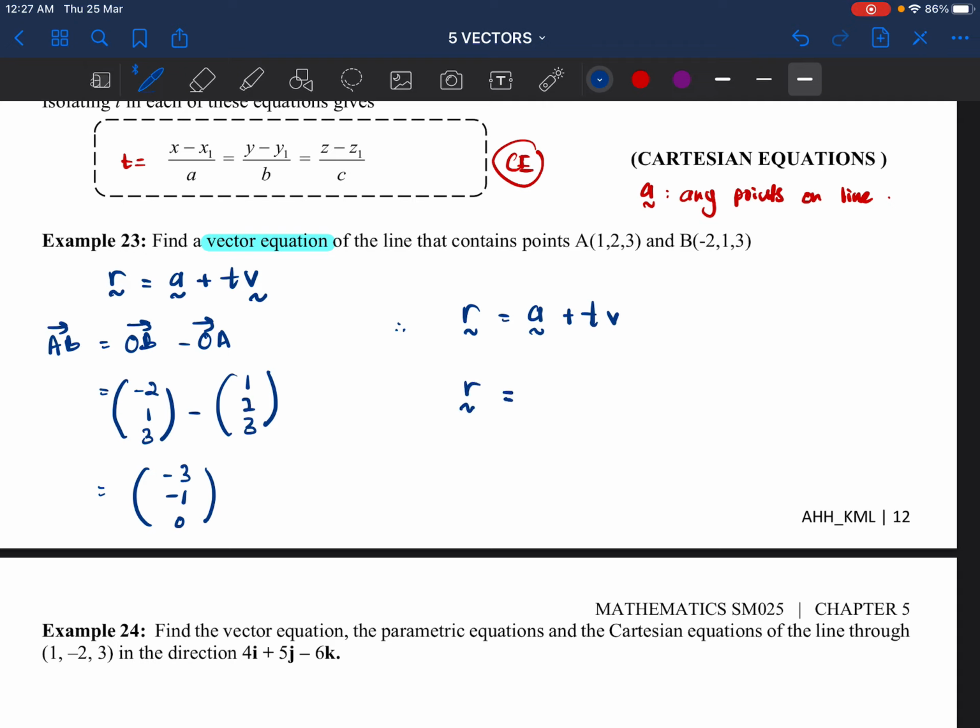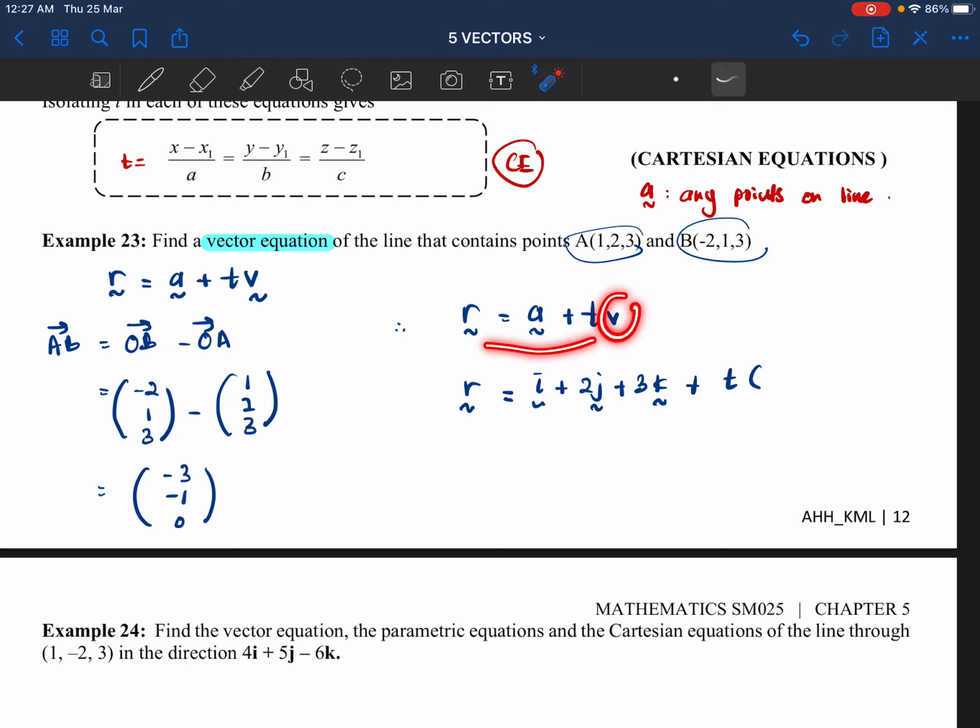A is any point. You can use A or B. Let's say I use A. Convert it to vector form: i plus 2j plus 3k, plus t times our vector v, which is negative 3i minus j plus 0k. So this is our vector equation.